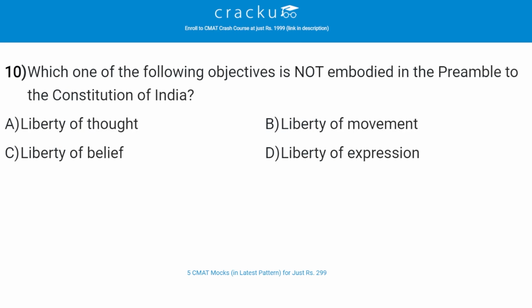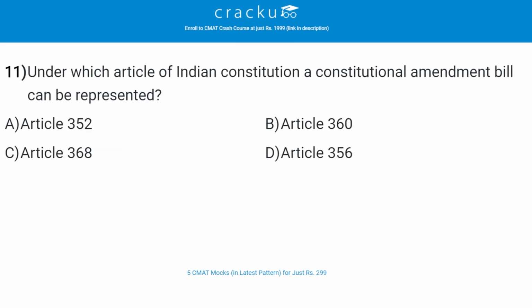Let's check the next question. Which one of the following objectives is not embodied in the Preamble to the Constitution of India? The correct answer is B, liberty of movement. Let's check the next question. Under which article of Indian Constitution can a constitutional amendment bill be presented? The correct answer is C, Article 368. Such bills are presented to the President, who is bound to give assent to them.